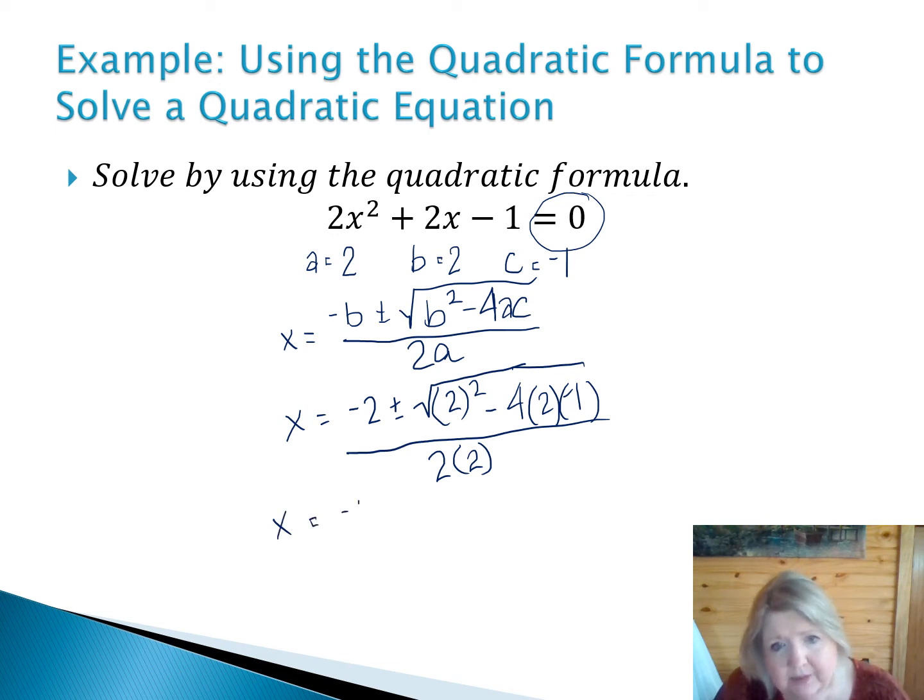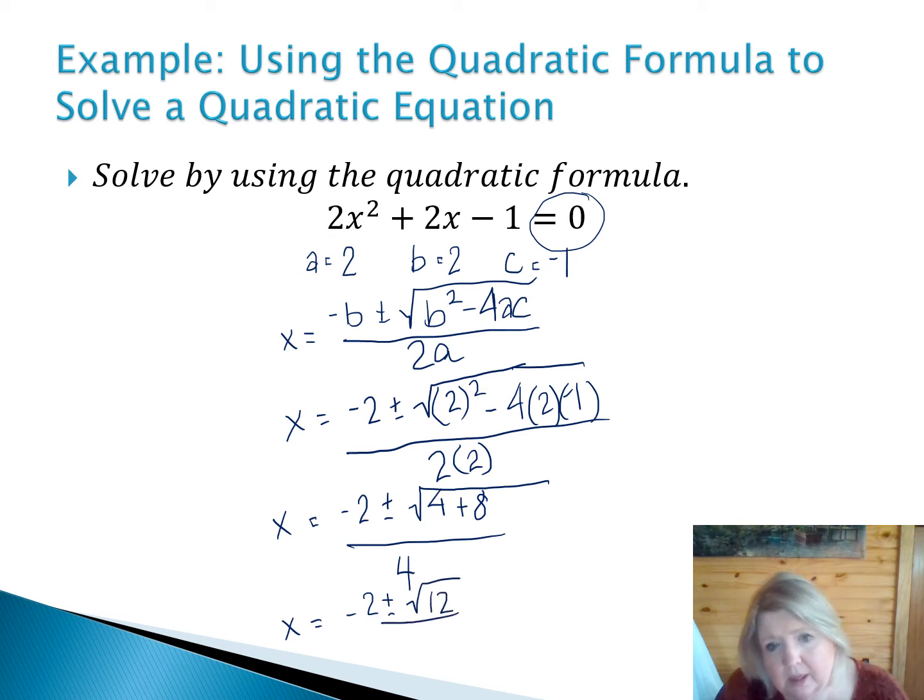How do I simplify, especially on a 4 function, since I can't use my fancy graphing calculator? 2 squared is 4. 4 times 2 is 8 times -1 is -8. So minus a negative is the same as plus a positive. And 2 times 2 is 4. So this is -2 plus or minus square root of 12 over 4.